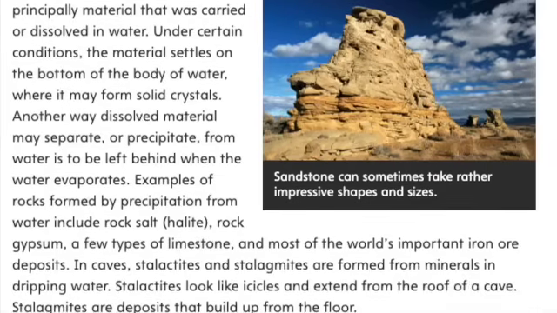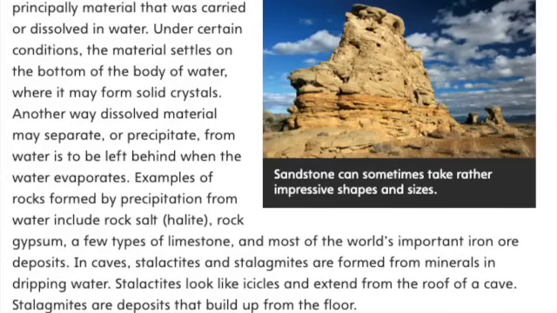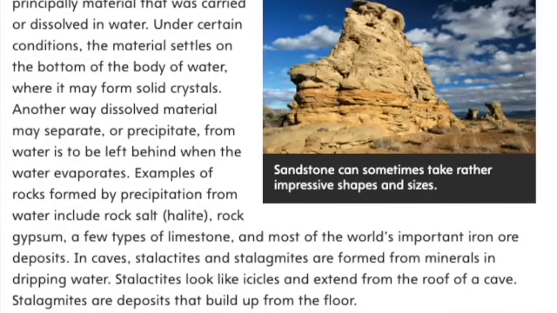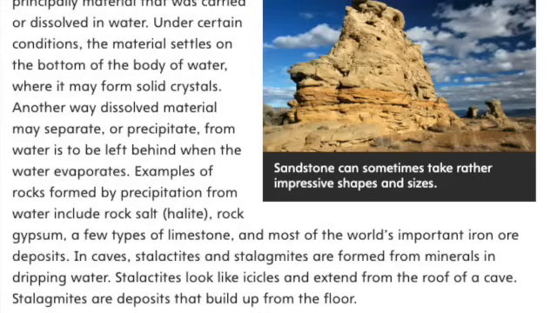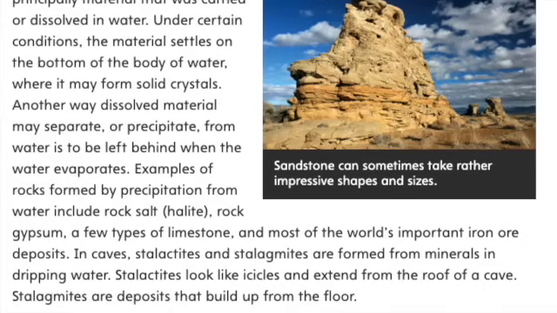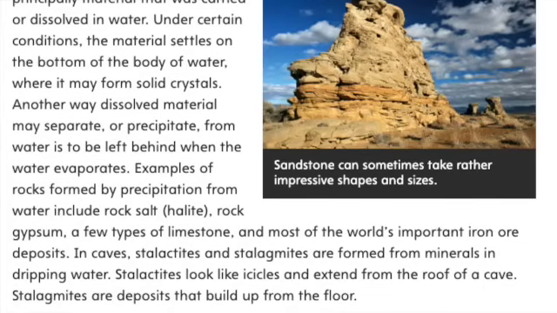In caves, stalactites and stalagmites are formed from minerals in dripping water. Stalactites look like icicles and extend from the roof of a cave. Stalagmites are deposits that build up from the floor. Sandstone can sometimes take rather impressive shapes and sizes.